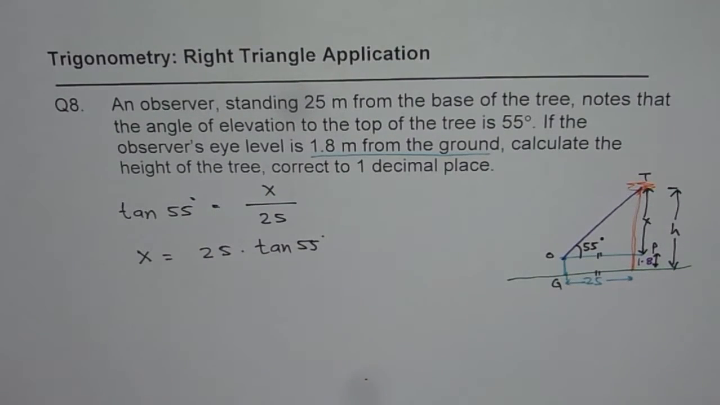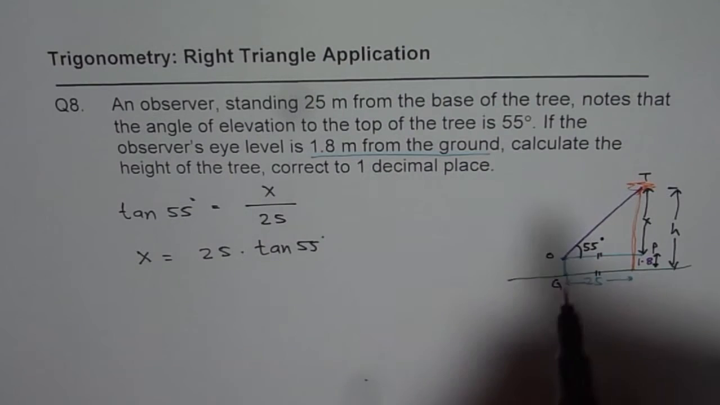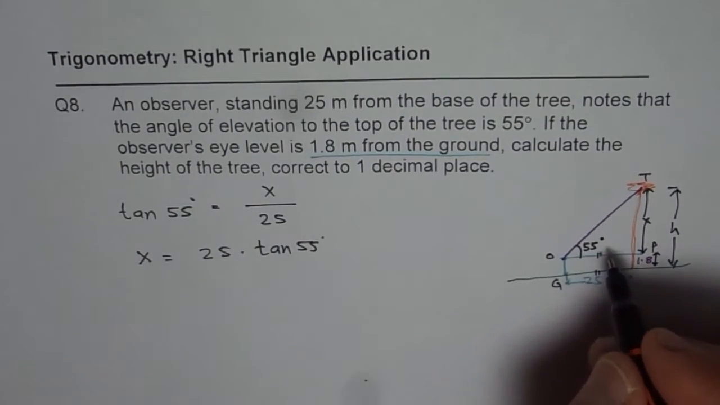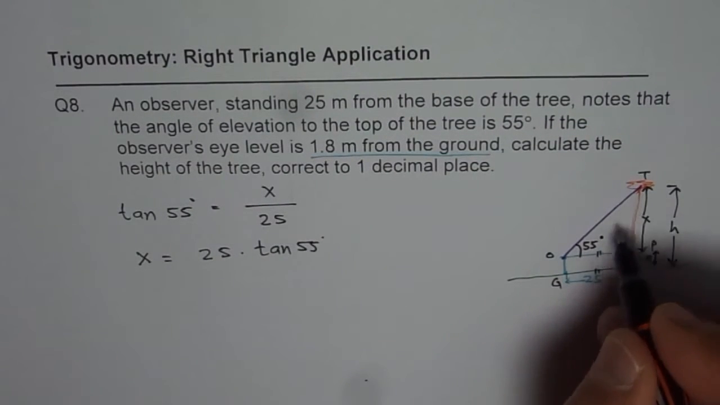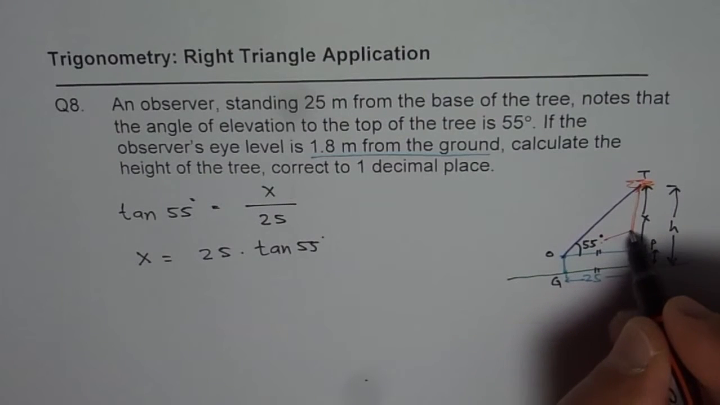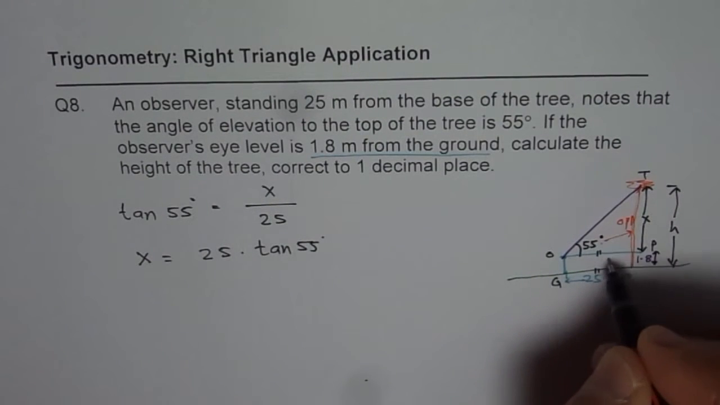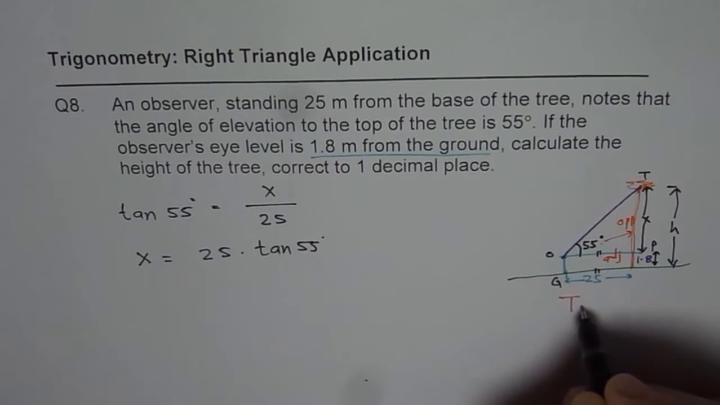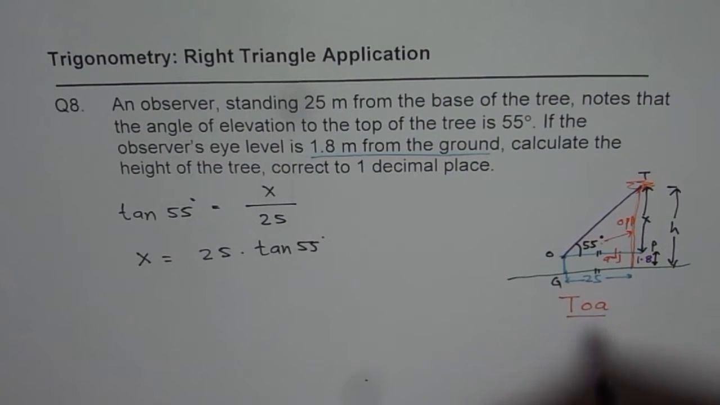Is that part clear to you? Why did we use tan? We use tan since in this particular triangle we know the angle, and that side is opposite side. Do you see that? And this is adjacent side. Tan is opposite over adjacent. That is why. Okay.